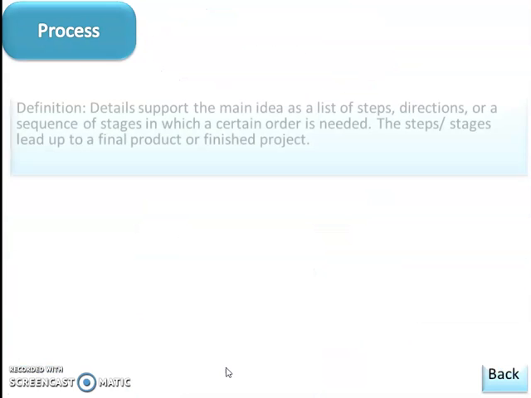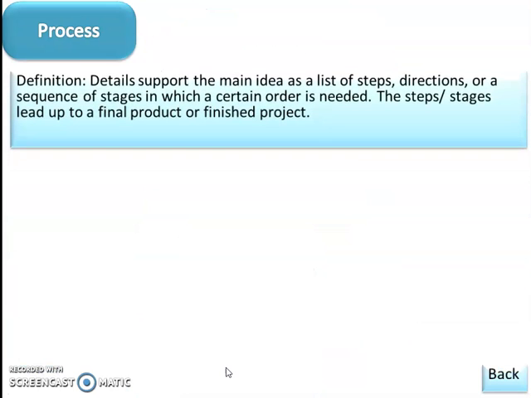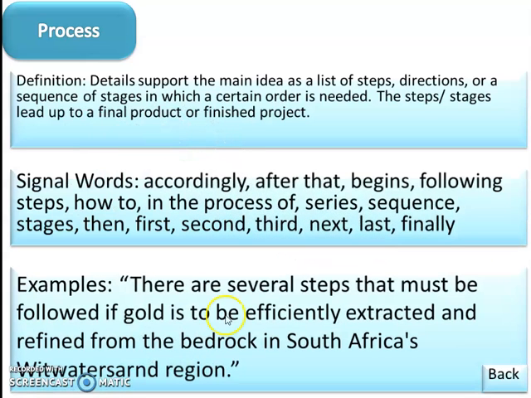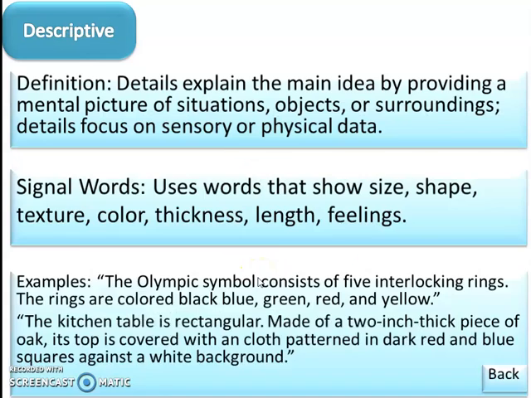Okay, process. In the process, we're talking about steps. We're listing steps, but we're listing these steps in order to come to a final product or to finish a project. These are some of the clue words, and this is an example. There are several steps that must be followed if gold is to be efficiently extracted. It's not enough to mention this, we have to mention the steps in order to achieve this goal. So this is the last one, process.